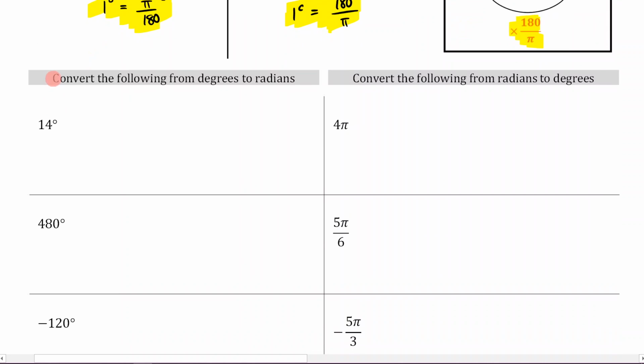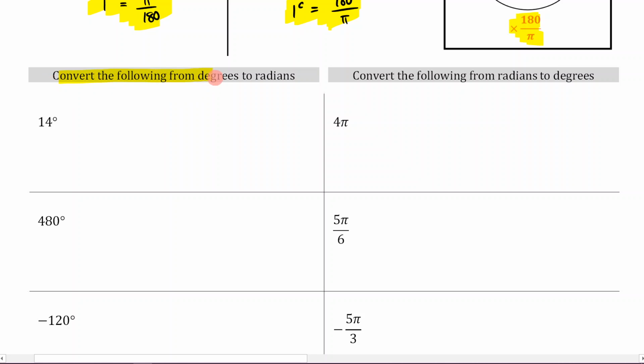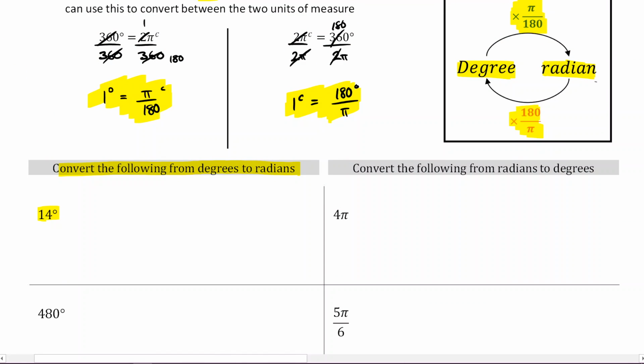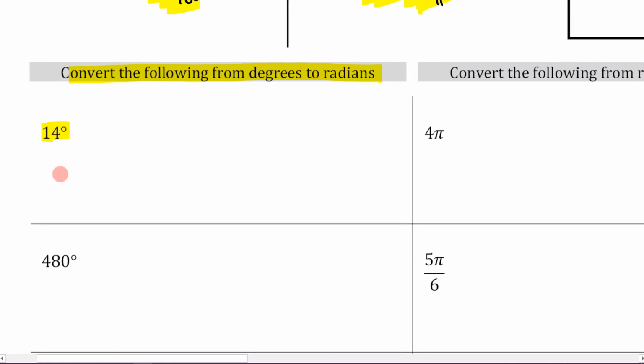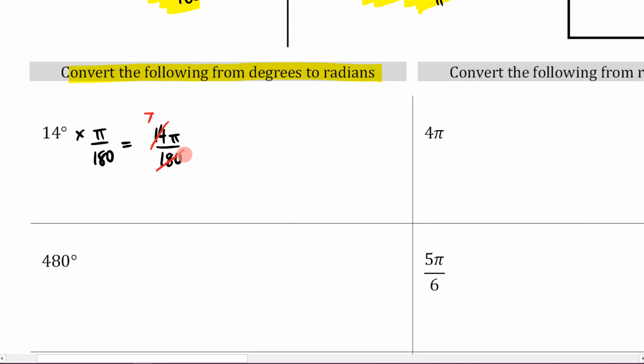Okay, let's now see if we can go through some examples here. It says, convert the following from degrees to radians. So we have 14 degrees here, which we have to turn into radians. We are starting with degrees, and we need to go to radians, so I'm going this way. I'm going to be multiplying by pi on 180, which is going to be 14 pi on 180. And now what I'm going to do is simplify. This is a very important step. Both of these can be divided by 2, leaving me with 7 here and 90 here. So my final answer here is going to be 7 pi on 90.